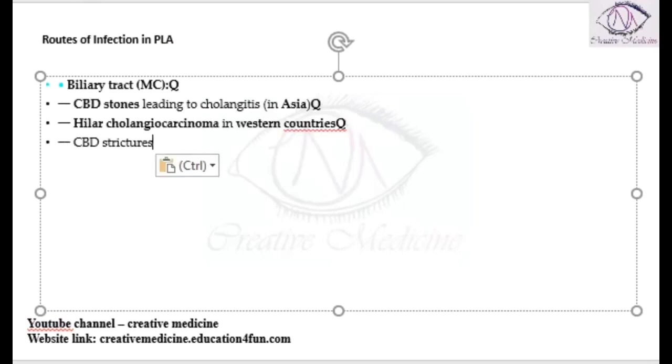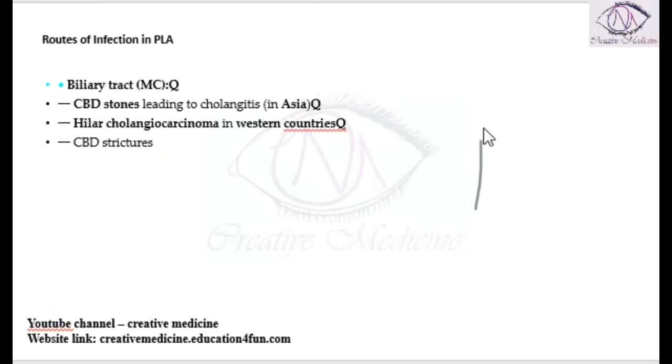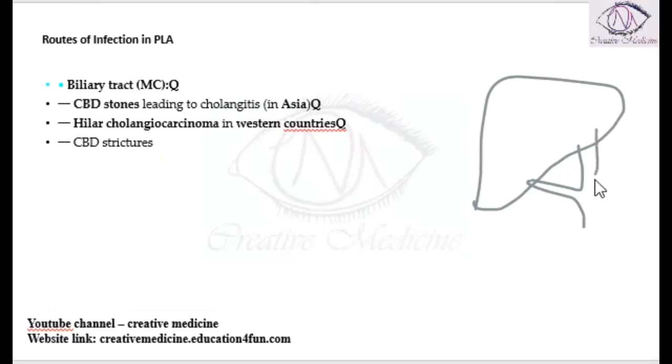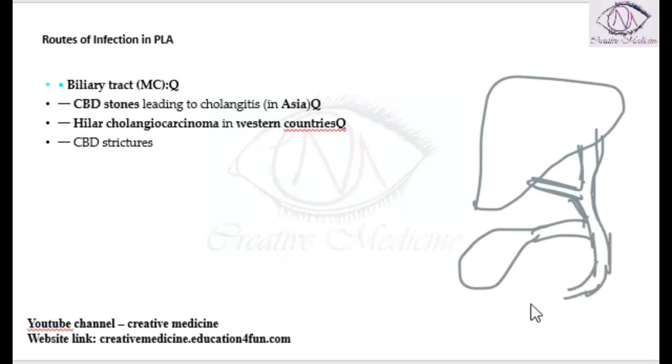It's simple. In the liver, we have bile ducts, right? First it has the right hepatic duct and left hepatic duct, which form the common hepatic duct, which combines with the bile duct from the gallbladder to form the common bile duct, which will open into the second part of the duodenum. Obvious, right? So now the infection can spread from the bile duct to the liver.